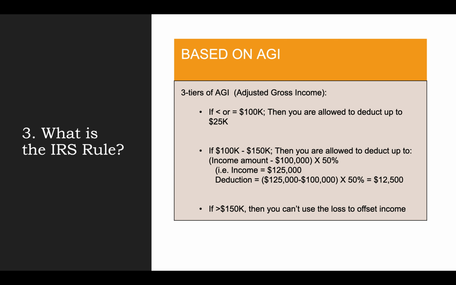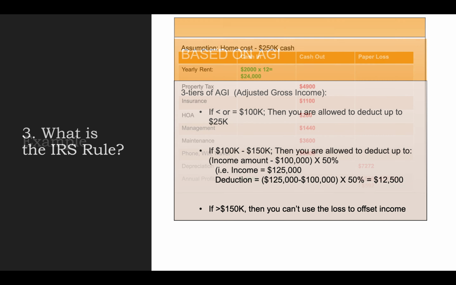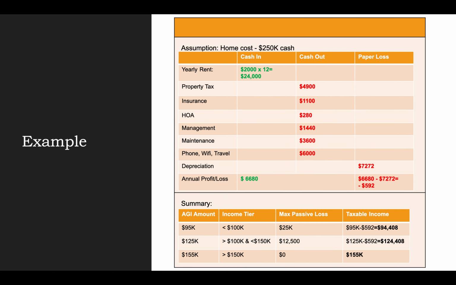Hopefully by now you have a good understanding of what depreciation is, how to qualify as a non-real estate professional, as well as the IRS rules on the maximum passive loss you're able to use to offset your earned income. Now let's put all the knowledge together. For this example, let's assume the initial capital expense to purchase a home is $250,000. We're able to rent it out for $2,000 per month. So the yearly rent, that cash coming in, is $24,000.